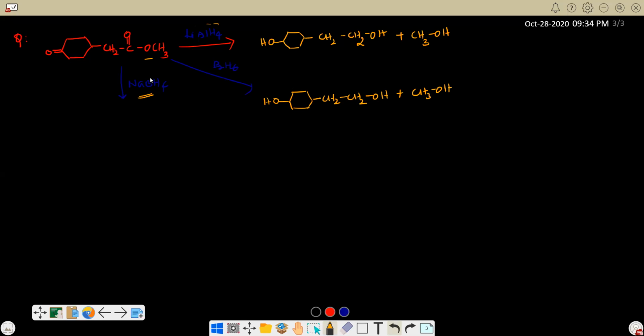So NaBH4 cannot reduce ester. Therefore, this part remains as it is, and only this part can undergo reduction. So you can write CH2, C double bond O, OCH3. Now the ketonic group turns into a secondary alcoholic group. Clear? Understood?